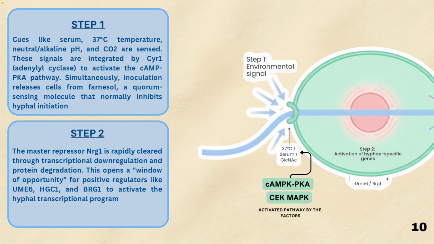So this signal triggers the activation of the hyphal-specific genes, and it clears out the master repressor NRG1 through transcriptional downregulation and protein degradation. This offers an opportunity for positive regulators like UME6, HGC1, and BRG1 to activate the hyphal transcriptional program.